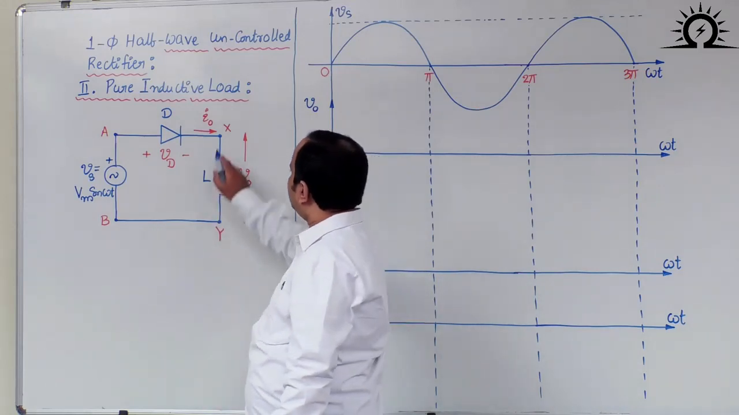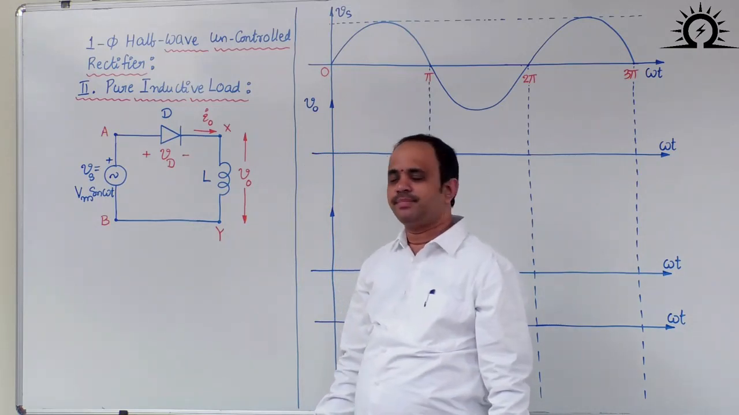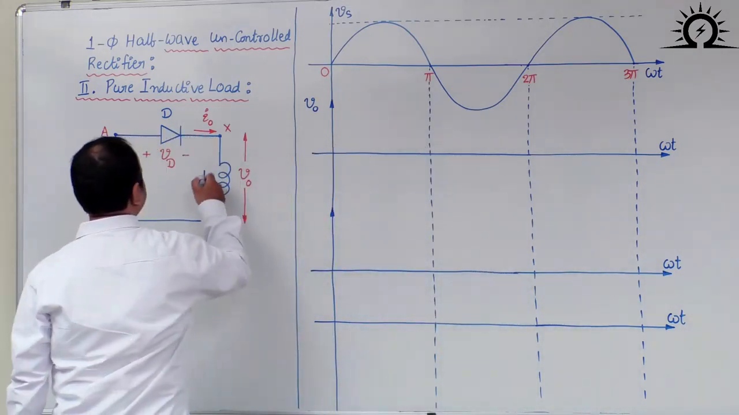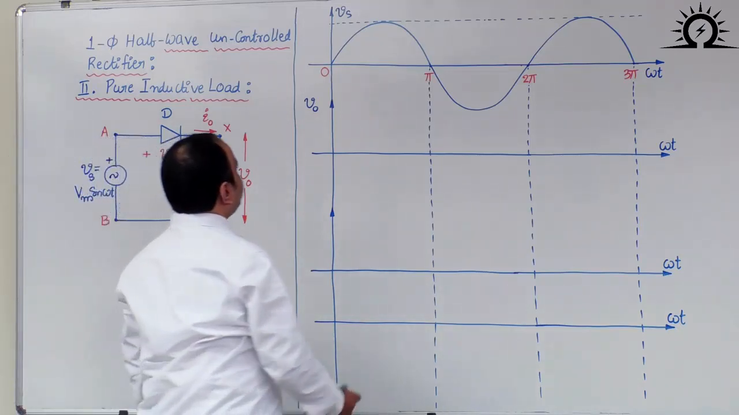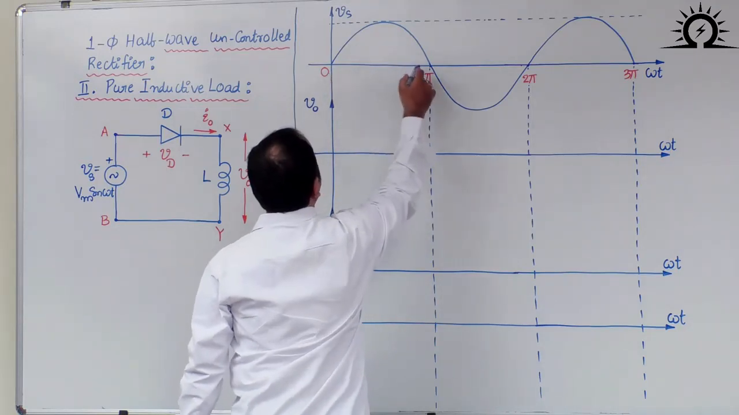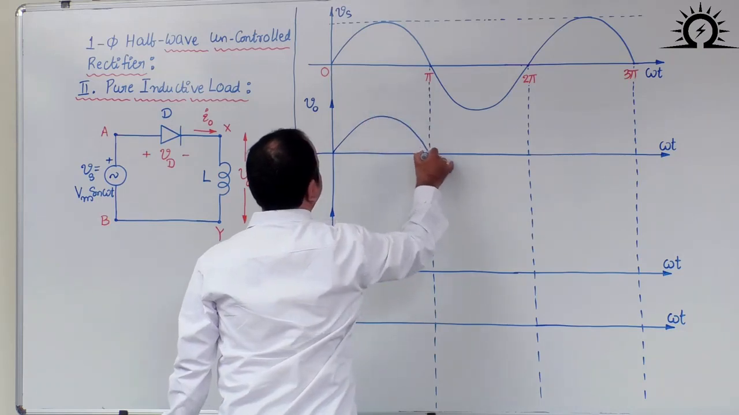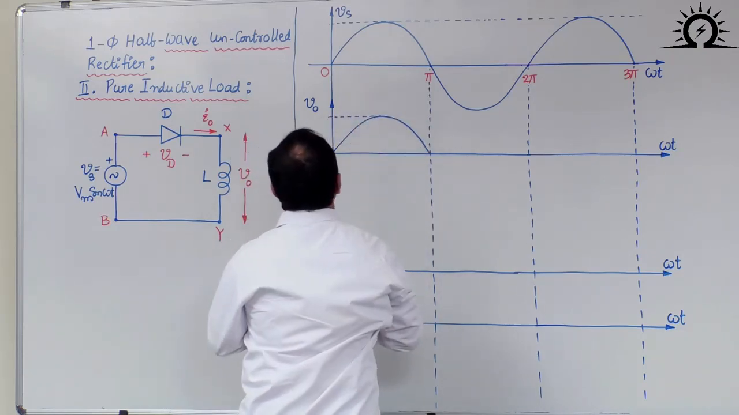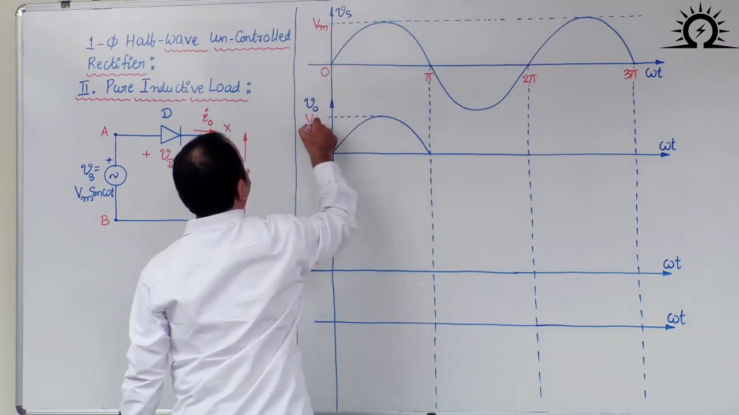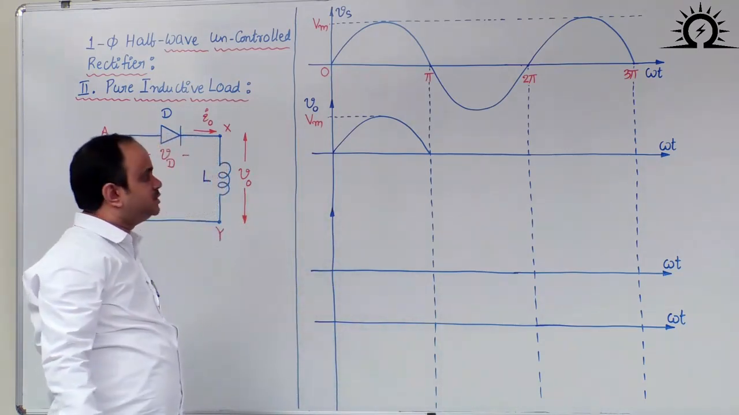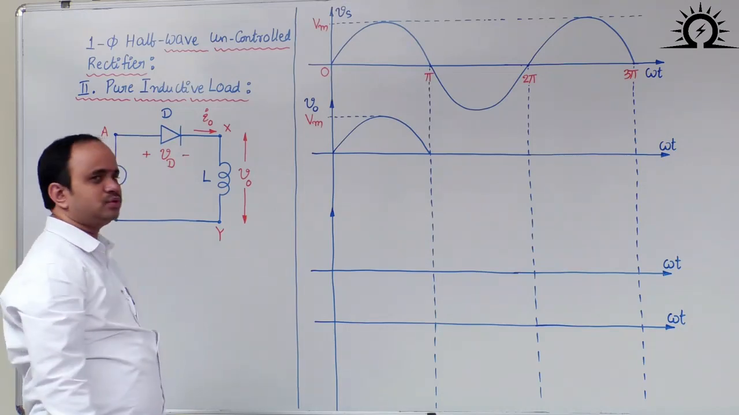Then what will happen? Load terminal X will be connected to the source terminal A. Therefore, voltage across this pure inductor will be just same as the source voltage. Therefore, 0 to pi, the entire positive half cycle of the source voltage will appear across the load, where source voltage peak value is Vm. Similarly, 0 to pi, output voltage peak value is also same as that of source voltage peak value.